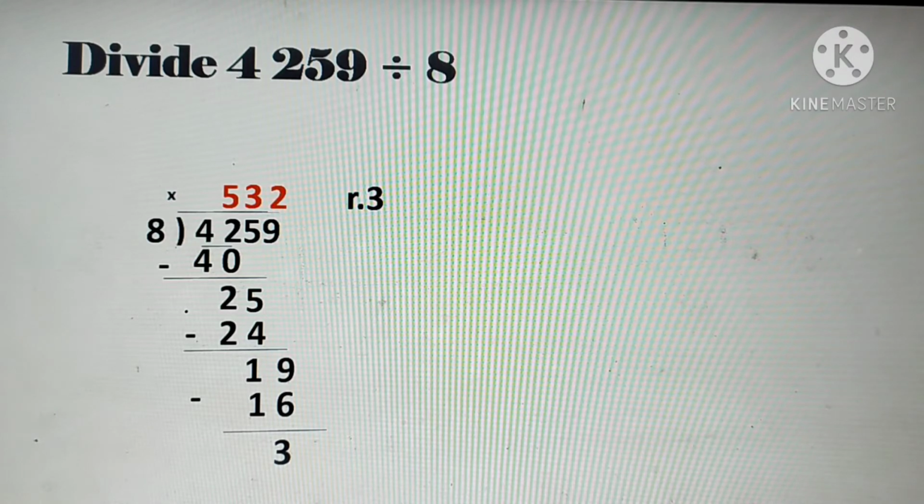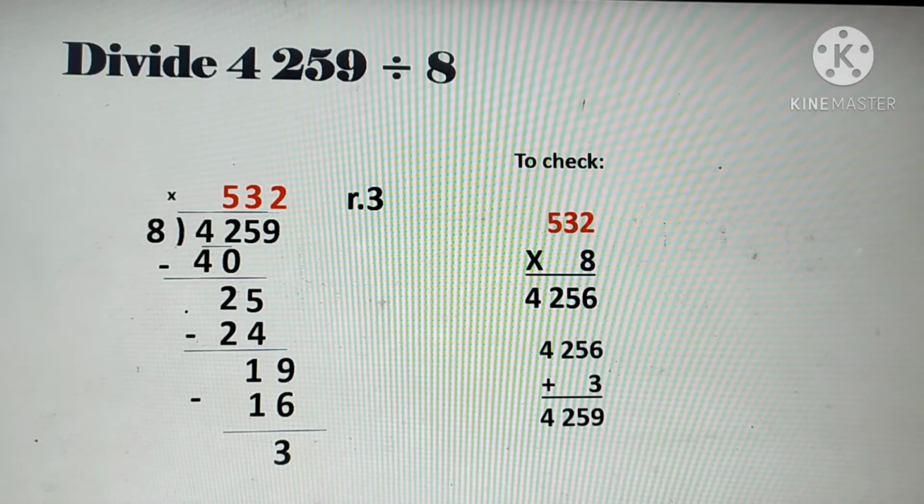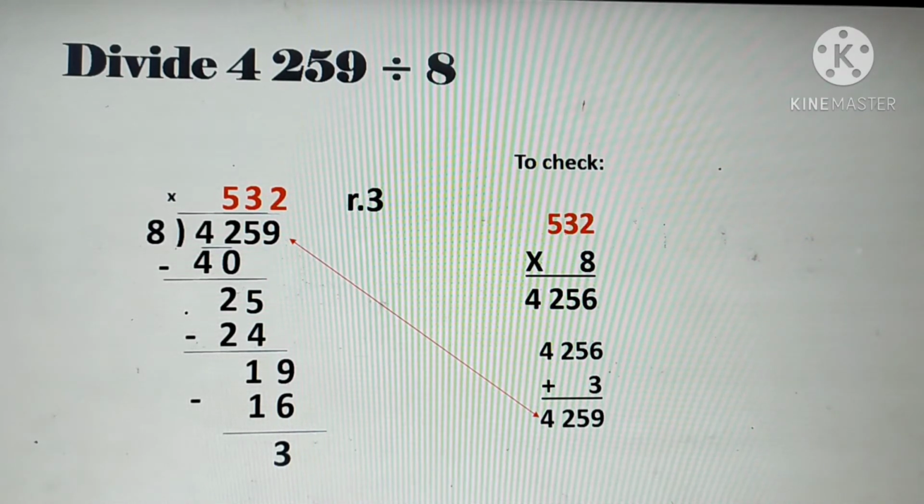532, remainder 3. To check our answer, multiply 532 times 8, that is 4,256. And we need to add our remainder so that the answer will equate to our original dividend. So 4,256 plus 3 is 4,259, which is equal to our dividend.